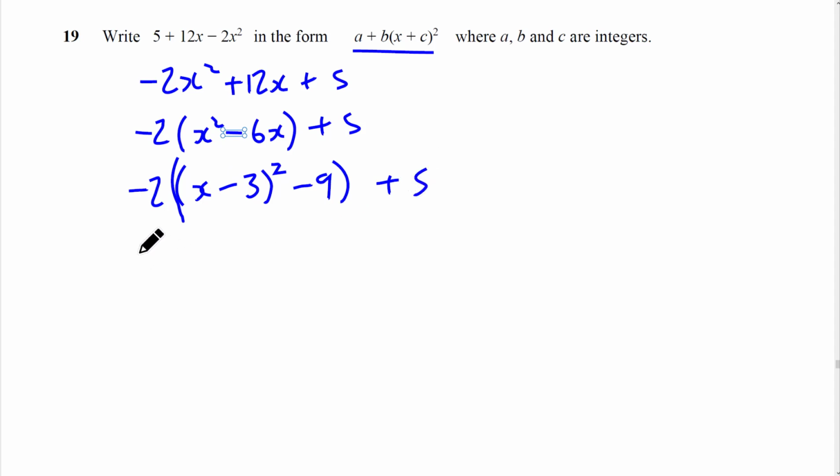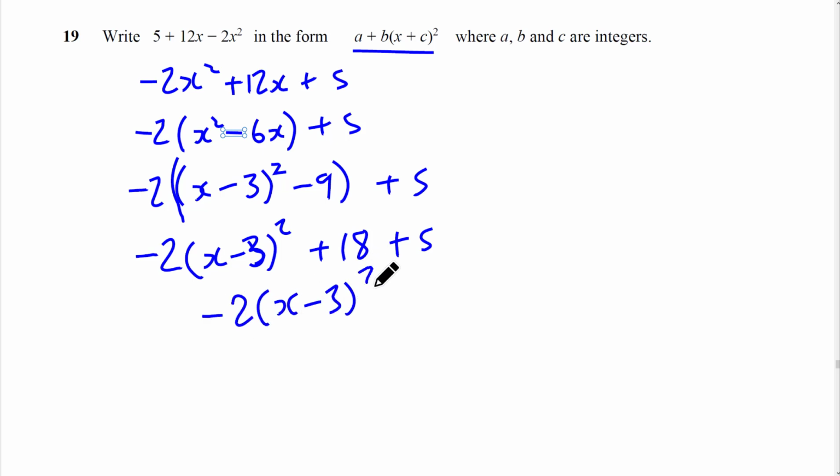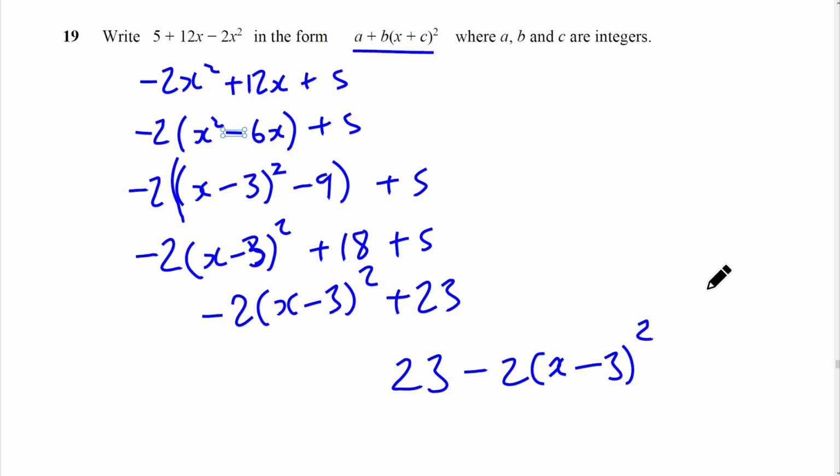Right, so next step is to expand that out. So what we're going to get is minus 2 times x minus 3 squared. That's actually going to minus 2 times minus 9 is going to give us a plus 18. I'm going to take that out of the bracket now, but keep this there, plus the 5. So we're going to get minus 2 times x minus 3 squared plus 23. Now I don't want that in this form, so we're going to say it's 23 minus 2 times x minus 3 squared. Yeah, a, b and c are all integers, and you can leave the answer exactly like that.